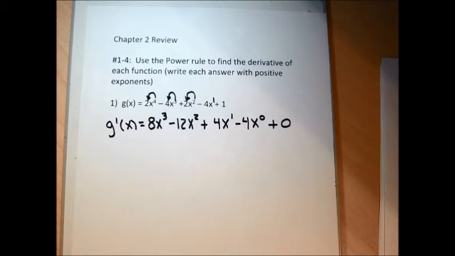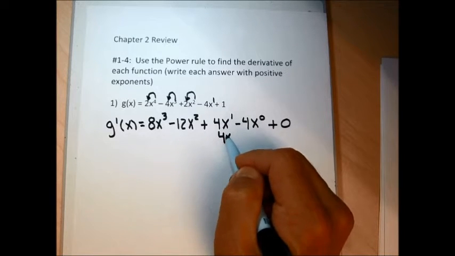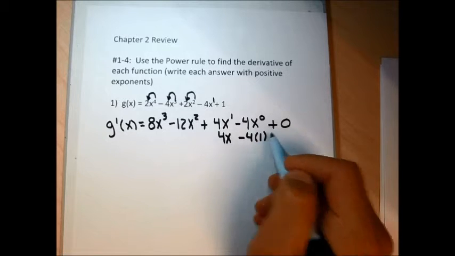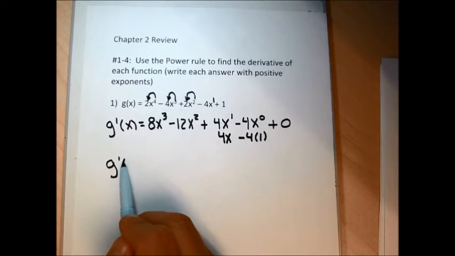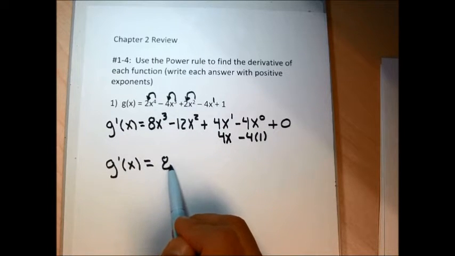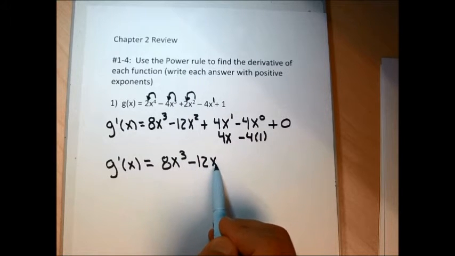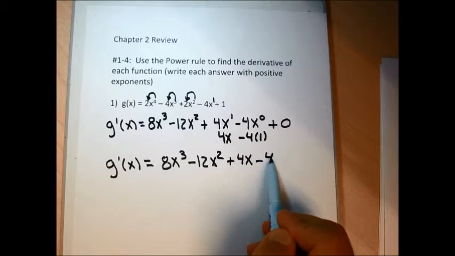I wrote a couple things here that I probably shouldn't have. This term I should have just written as 4x. And this term, because x to the 0 is 1, I should have written as just minus 4. So a better answer than what I have above here is g prime of x, the derivative, is 8x cubed minus 12x squared plus 4x minus 4.